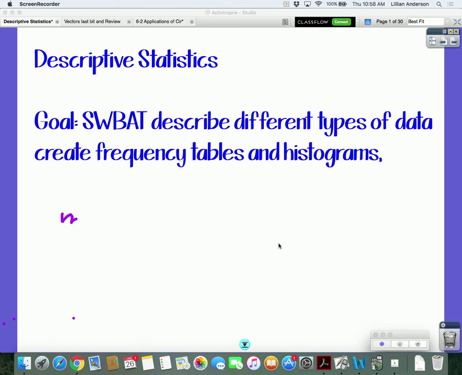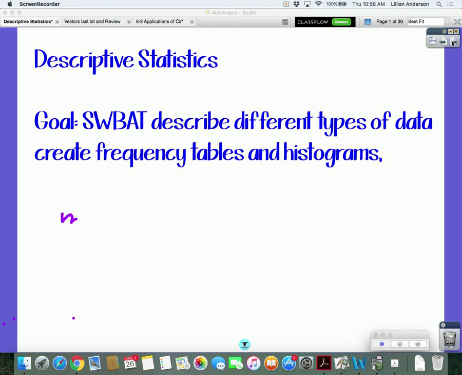From today's lesson, you're going to be able to describe the different types of data, and create frequency tables and histograms. Some of these things may look familiar from when you first learned about statistics when you were younger. I have to make sure you have the basics before we go into the more developed material.